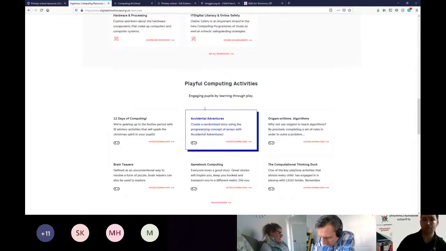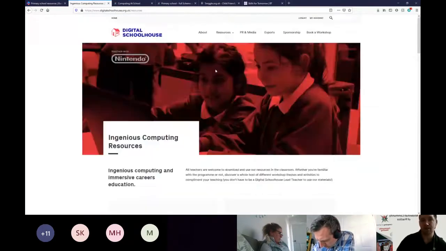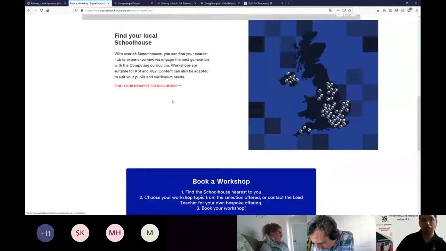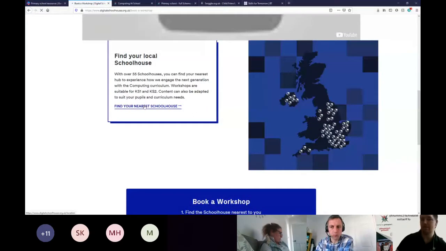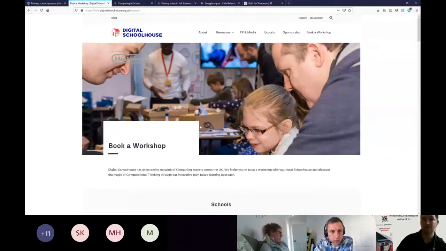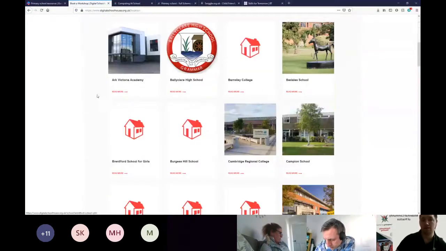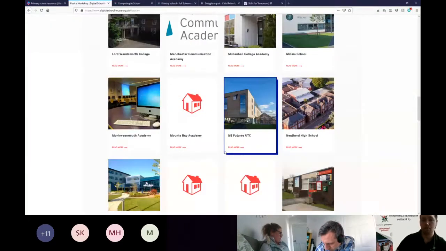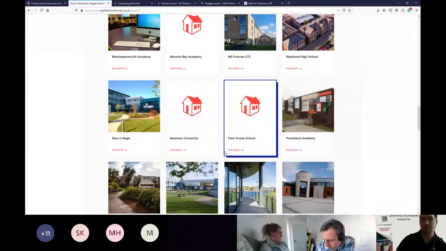You can find a list on here, I think it's under the book workshop, or if you find your local schoolhouse. So if you're interested in this at Key Stage 1, Key Stage 2, you can find all of the schools that currently do the workshops, and will either come to you, or they'll get you to come to them to run these workshops. So that's quite a good thing to be able to use.